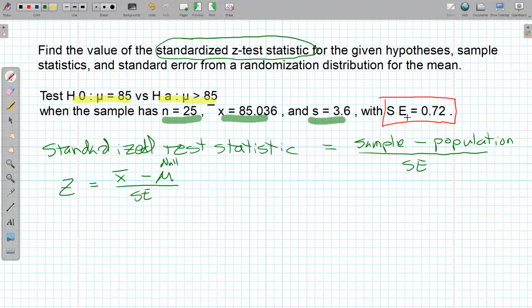And the standard error either has to be given, found in a sampling distribution randomization, or calculated in another way we'll talk about next week. So for now, I'm just going to give you the standard errors. So pretty much any problem I ask like this, where I want you to find, say, a z or a p or a margin of error, I'm going to say, hey, this is the standard error. So pay attention to that. All right, so for this one, I get 85.036 minus 85 divided by the spread of the sampling distribution, 0.72, and we whip that out on a calculator.